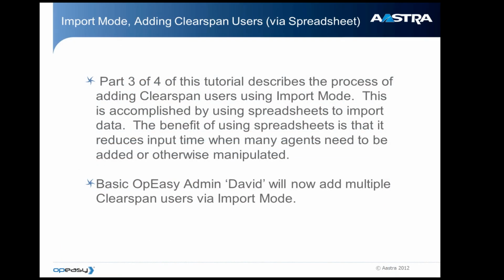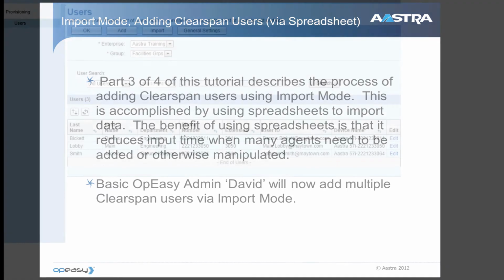Import mode, adding ClearSpan user via spreadsheet. This is part 3 of the 4-part tutorial describing the process of adding ClearSpan users using the import mode. This is accomplished by using a spreadsheet to import the data. The benefit of using a spreadsheet is to reduce the input time when many users need to be added or otherwise manipulated. Basic OpEasy administrator David will now add multiple ClearSpan users via the import mode.